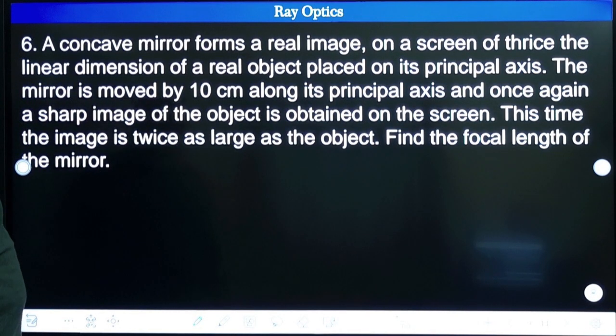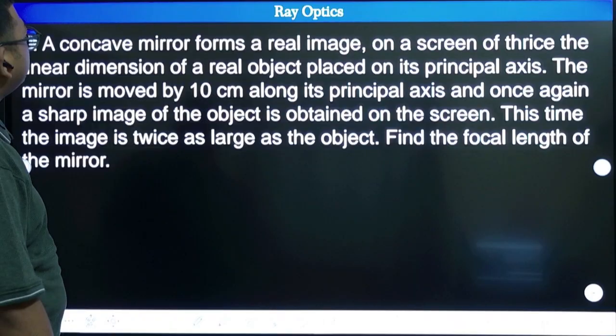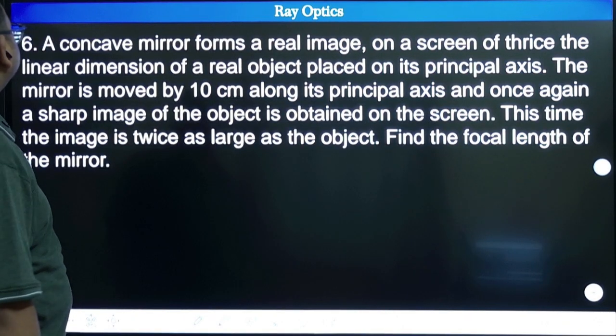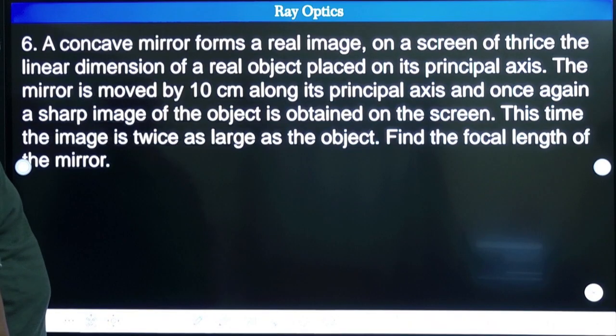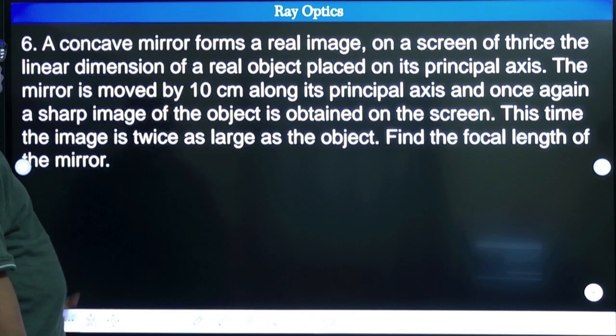A concave mirror forms a real image on a screen of thrice the linear dimension of a real object placed on its principal axis. The mirror is moved by 10 centimeters along its principal axis, and once again a sharp image of the object is obtained on the screen. This time the image is twice as large as the object. Find the focal length of the mirror.